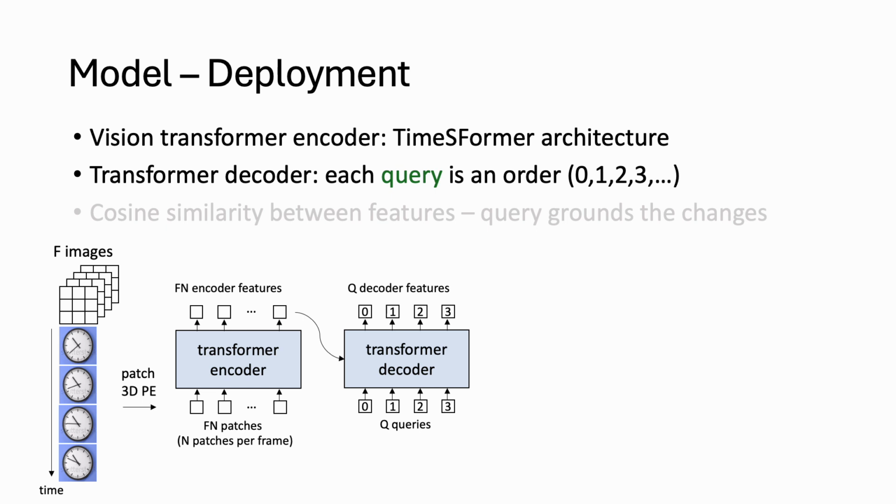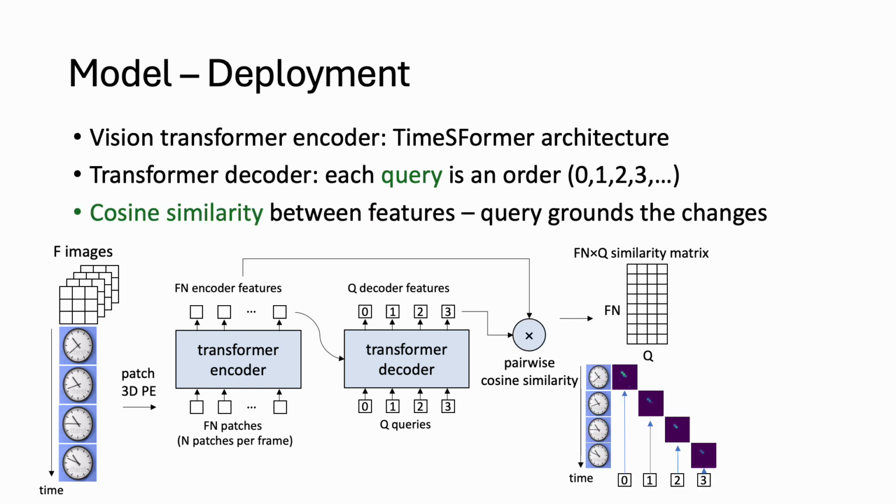Let's look into the model architecture step by step. First, we discuss the model during deployment, where we feed the images to the model knowing the correct order. The input video sequence gets divided into patches and goes through a standard video vision transformer encoder, in this case a TimeSformer. The visual features are then passed to a transformer decoder, where each query represents an ordering index. The index will iteratively attend to the visual features. Next, we compute the cosine similarity between the encoder and the decoder features, and this allows the query to localize the monotonic changes by attending to the patches that correspond to the correct order.